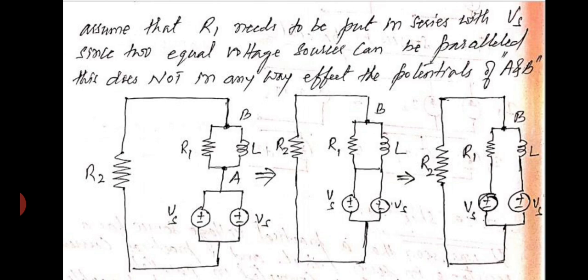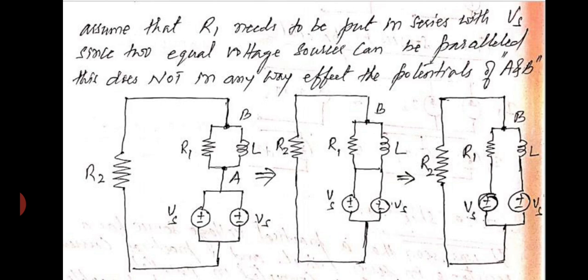So you can just visualize the network, how we are going to use the shifting of voltage source. So here in the first one, you can see that the two voltage sources are being connected in parallel, as it is already known that two equal voltage sources can be paralleled. This does not in any way affect the potentials of the points A and B.